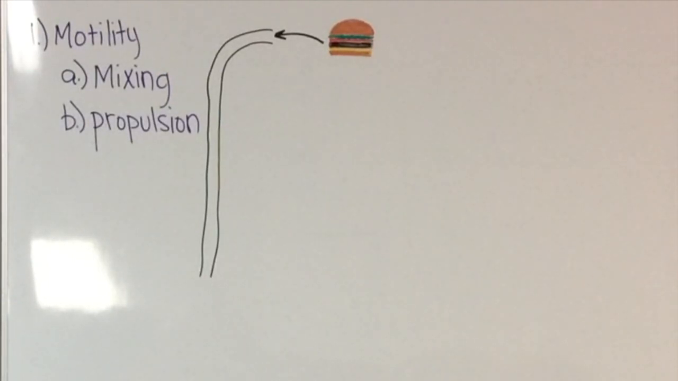Motility has 2 main functions. The first is mixing. The mixing of food allows for digestion to occur and the breakdown of food from large components to small components. Propulsion is the ability to move the food forward throughout the tract. The speed of propulsion is directly related to what is going on in each particular part of the digestive system.